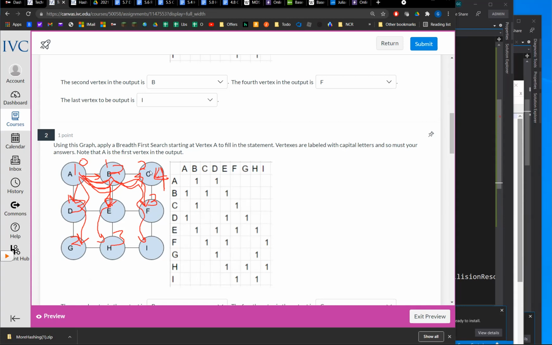Right. C and G are all the same depth away from the root, but because B is alphabetically before D, we start processing B before we start processing D, and B tells us about C and E.